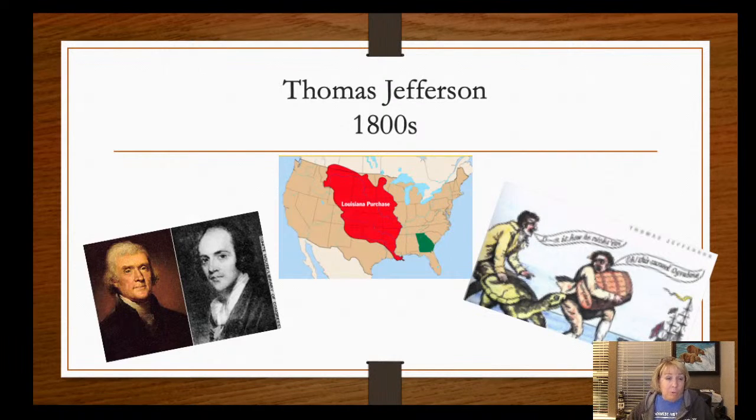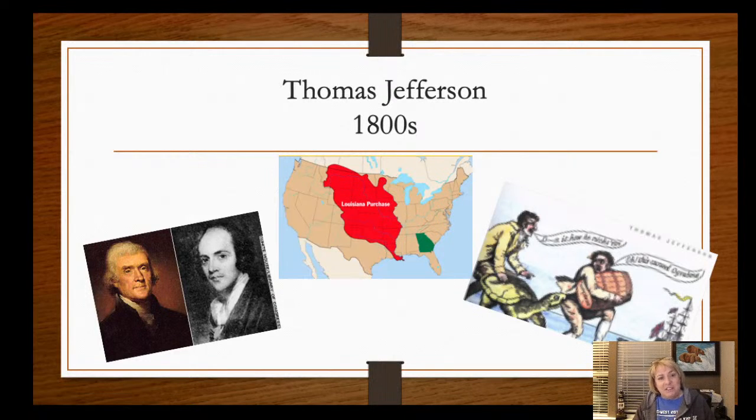And they take the top 2 if they don't get a clear winner, and the top 2 were Jefferson and Burr. Well, Jefferson is going to win based on all the votes in the House of Representatives. And once he wins, he becomes president. Aaron Burr becomes vice president.